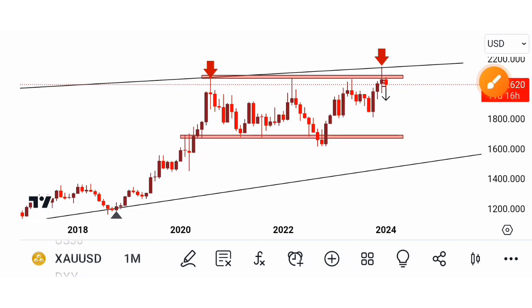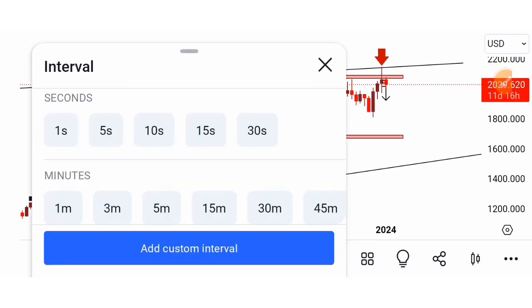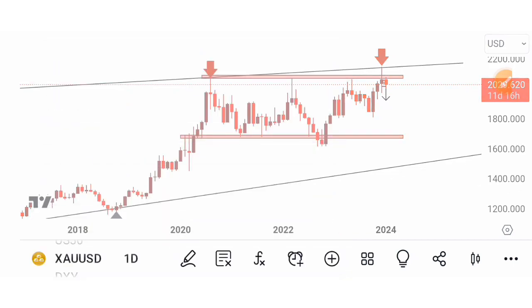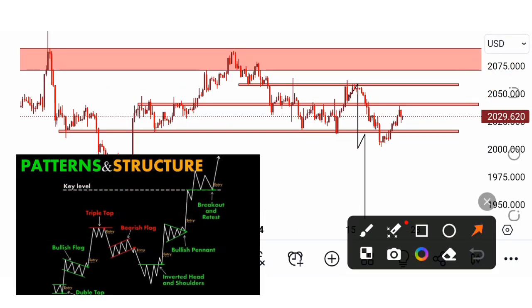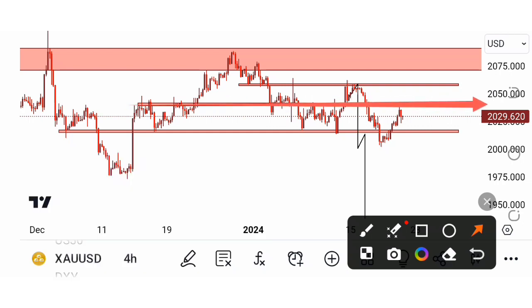Then how can you take advantage of this move going to the downside? Go to a smaller time frame, the one that you prefer. I'll start with the daily time frame, of course, and again you look for structure. The most immediate structure that I'm noticing is this resistance over here, because we are currently below that resistance. As you can see, the market went up and couldn't break above that structure.